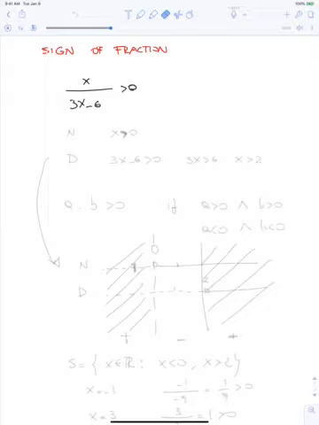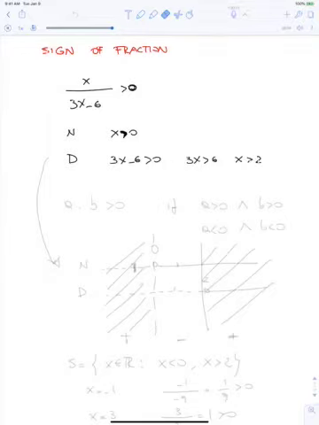Well, we want to know when the fraction is positive and when it is negative. So in this case, we're going to focus on the positive side, and then in the other intervals, it's going to be negative. We're going to focus on the numerator first. This is x greater than 0. This is simple. And then the denominator, it's 3x minus 6 greater than 0, which means 3x greater than 6, which means x greater than 2.